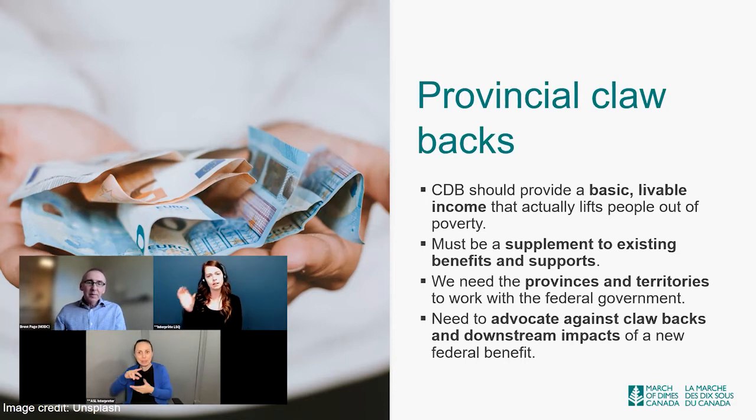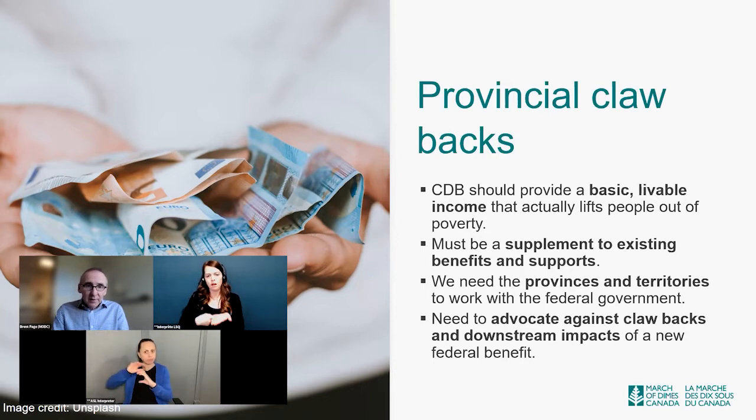This means that we need the provinces and territories to play nice with the federal government. In Alberta, the CDB, once available, must be supplemented by AISH. The provincial government should not claw back any existing benefits that Albertans with disabilities already have. It is important that we start advocating provincially now so that Albertans with disabilities actually experience the full impact of this new federal benefit when it becomes available.